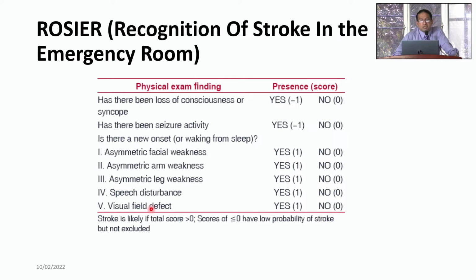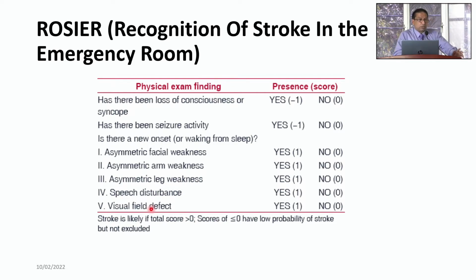Sometimes we see patients who are found fallen. The family members didn't know, and when they saw the patient after a while, they found that the patient has a weakness. Again, we have to take the time as when the patient was last seen well.